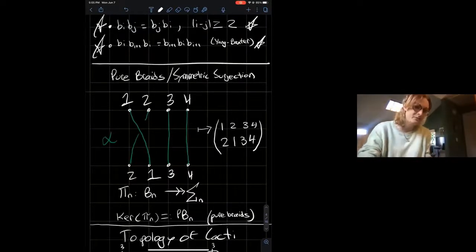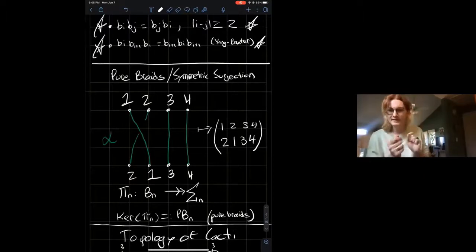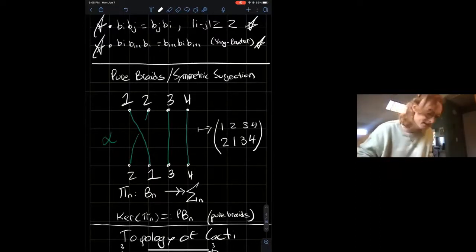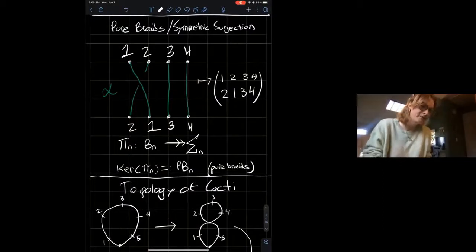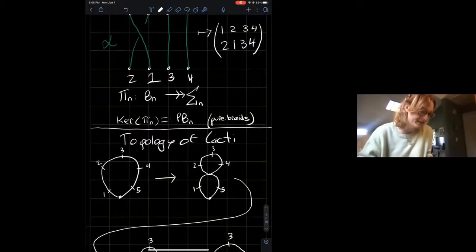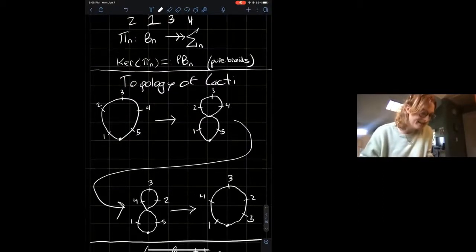And we can define the pure braid group as the kernel of this homomorphism. And the way we should think about pure braids is that they're going to be braids that just take the first place back to the first place, no matter what weird trajectory it goes down, and so forth for all of the different places.